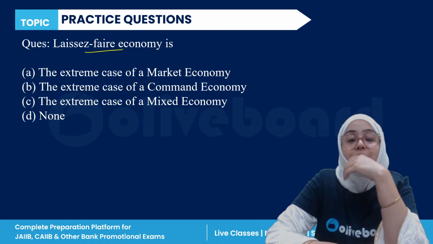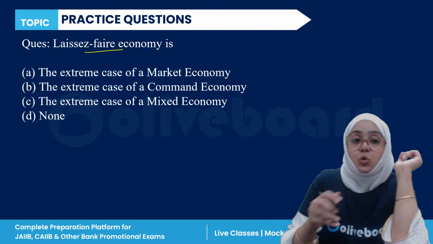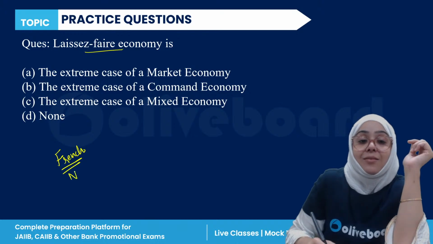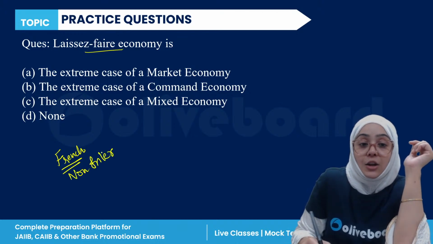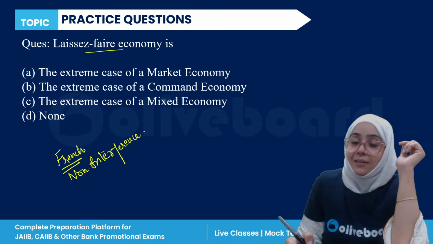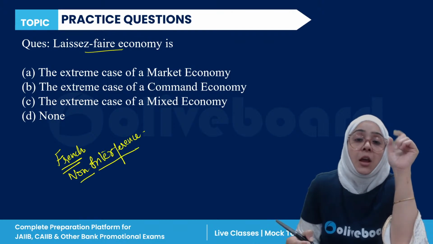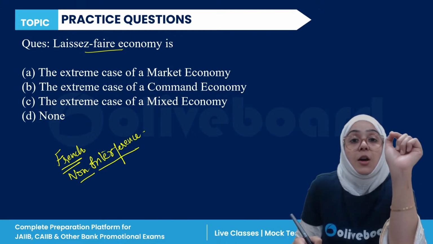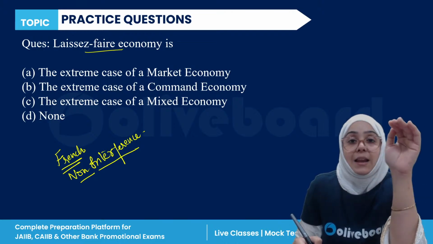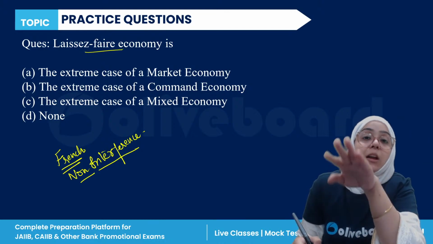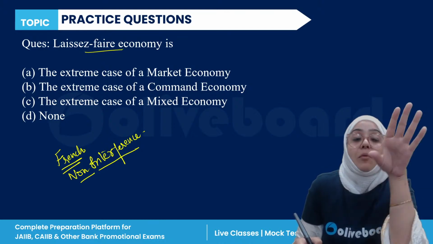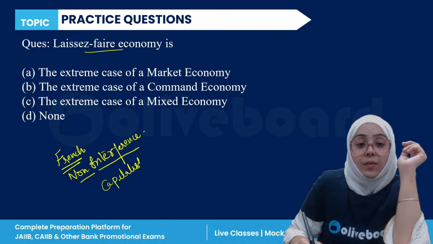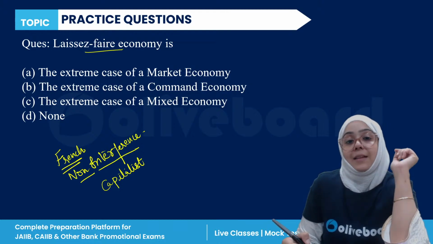So laissez-faire, first of all, this word is actually a French word. And laissez-faire means non-interference. In English, it is known as non-interference. And this term is used for those economies in which government interference is very less or nil. Okay, all those economies where government interference is very less, or you can say nil, that economy is called the capitalist economy.